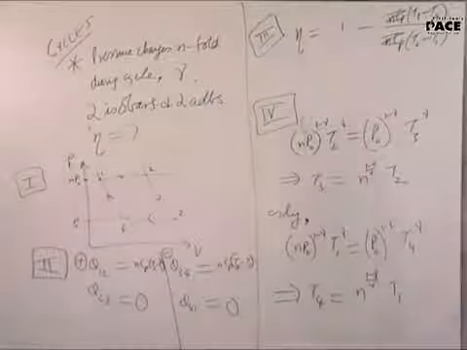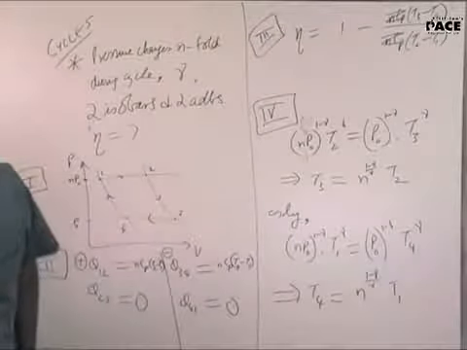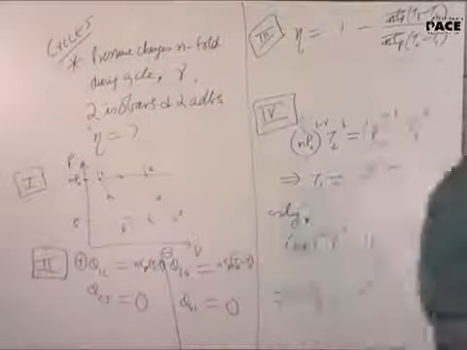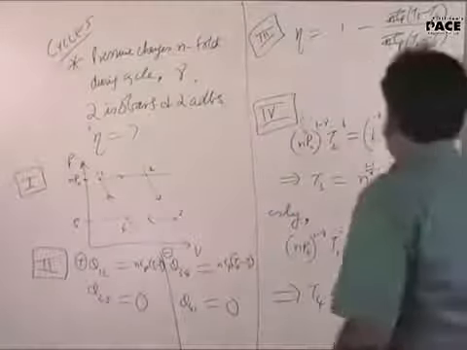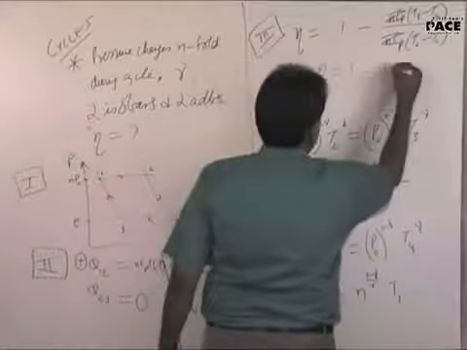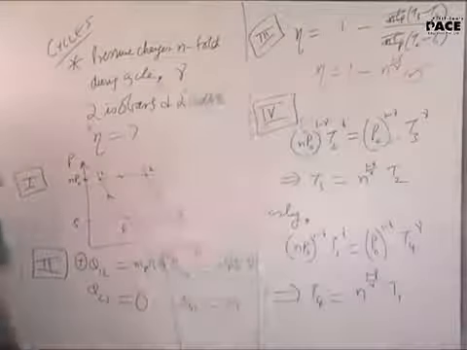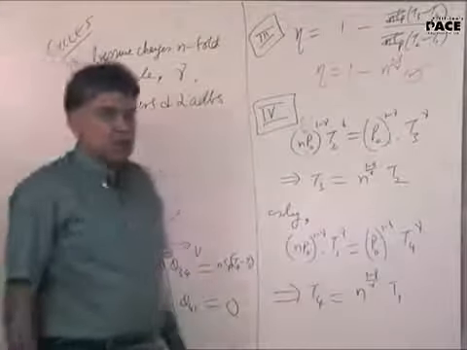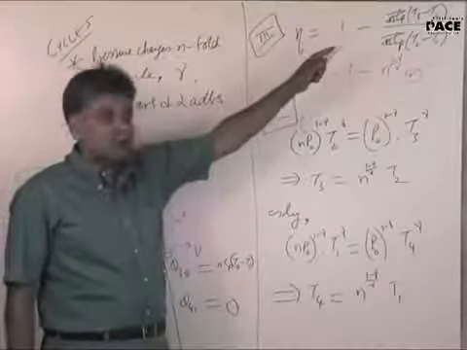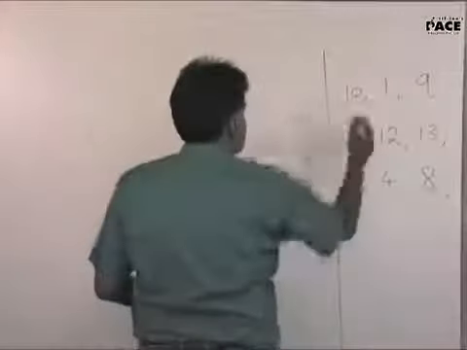So final answer. Yeah, so what is the efficiency you get? I'm writing the efficiency here itself: 1 minus n power (1 minus gamma) by gamma. Is that okay? You can factorize (T2 minus T1) by substituting it there and you get this result. Okay? Question 1.